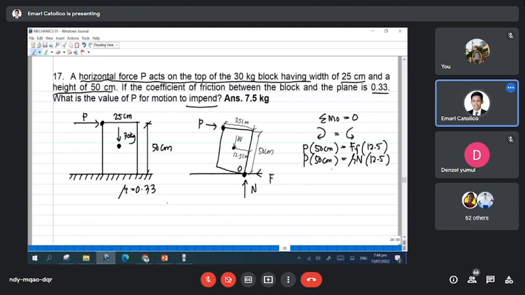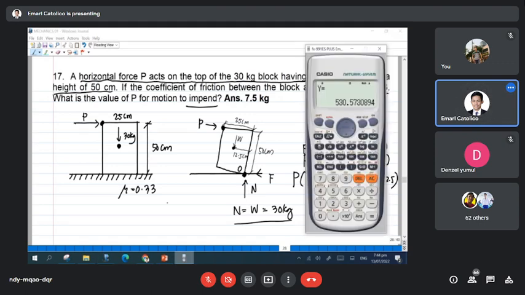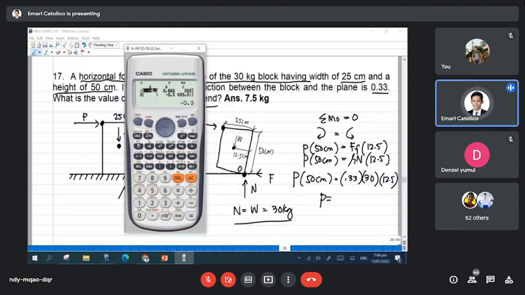So si normal force is equals to weight, no? Which is ilang ba weight natin? 30 kilogram. So therefore, P times 50 cm is equals to, mu natin is 0.33. Normal force is 30, which is equals to weight, times 12.5. Okay, makuha natin si value ng P. So mode 1, 0.33 times 30 times 12.5 over 50. Oh. Saan kaya ako namali? Teka.